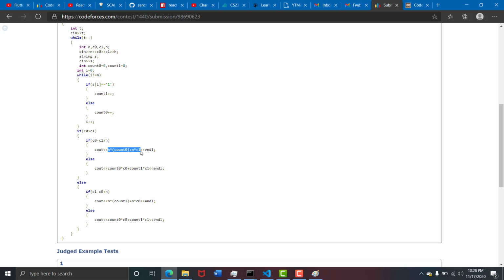I hope you understood. This was a very easy question. You just needed to understand the absolute difference and the use of h.